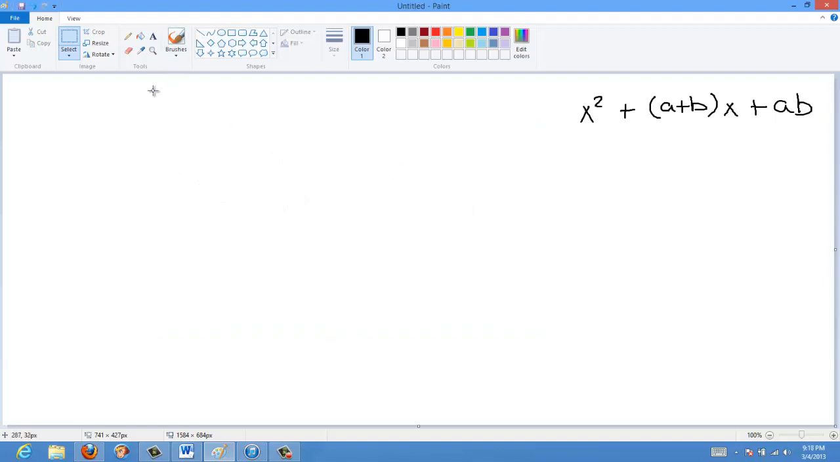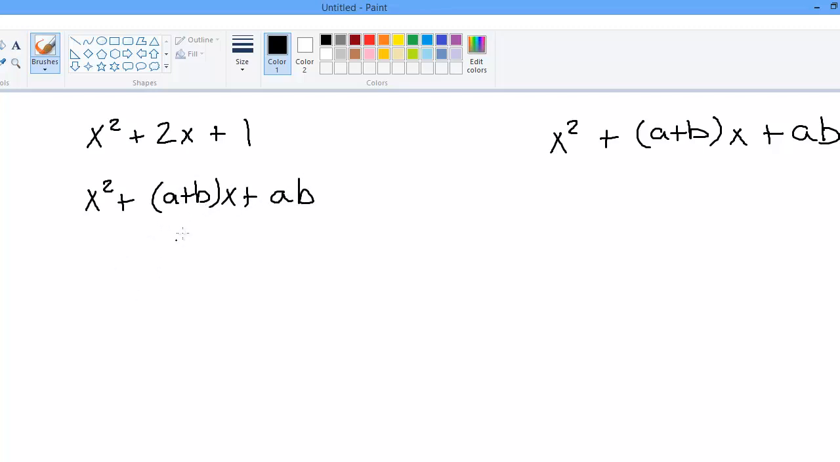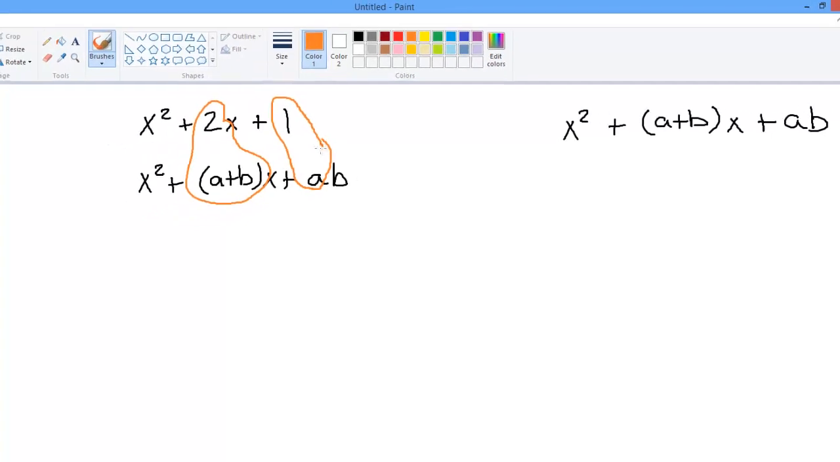Okay, so we have this general form, and we can take a look at a few examples to see how this would work in practice. We'll start off with the simplest one: x squared plus 2x plus 1. Following our general form, we get x squared plus (a plus b)x plus a times b. What this means is that I can get two equations from this by looking at the numbers associated with each term.